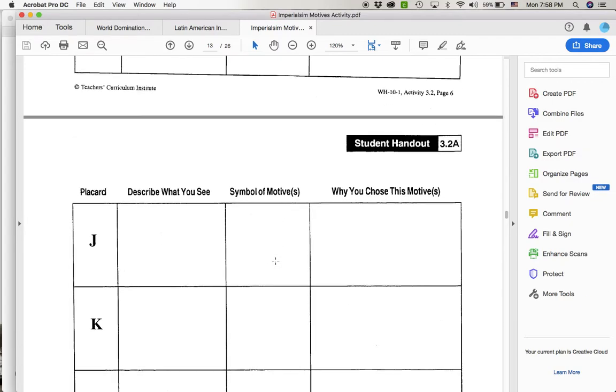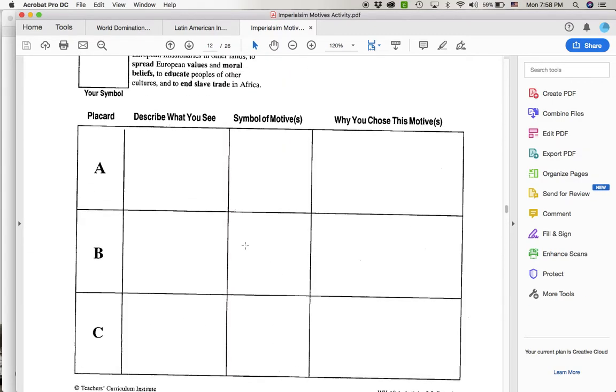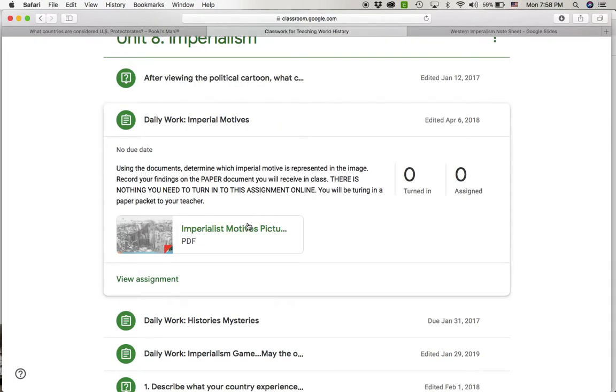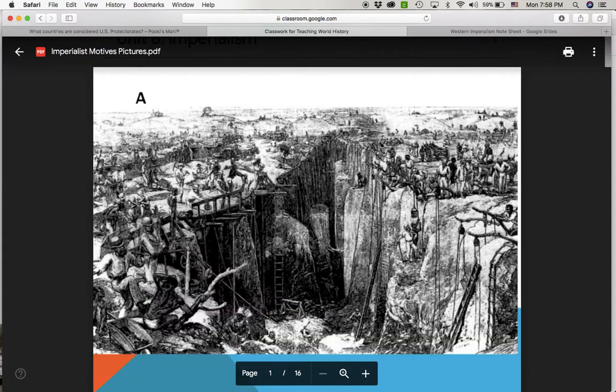Then you can see it has this chart with A, B, C, D, etc. So you're going to look at this chart, and you're going to go back and look at this assignment here. I didn't want you guys to have to flip back and forth on your computer like I'm having to do right now, so that's why I printed them for you. But you're going to look at this cartoon, or this drawing, and you're going to see this is the letter A. So this is for A.